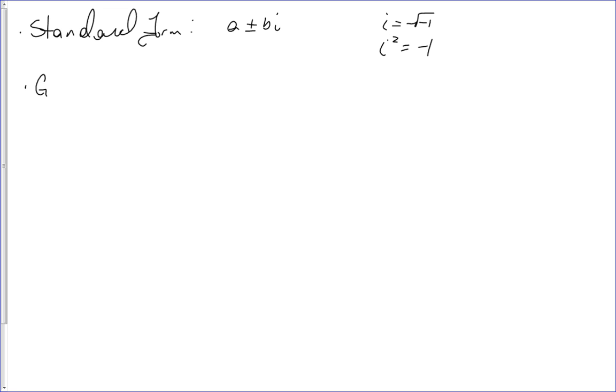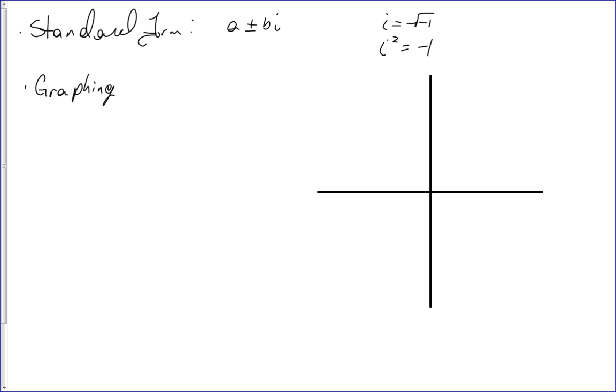Now, let's talk about graphing complex numbers. Alright, when you graph complex numbers, your axes look very similar to your rectangular coordinate axes, where you have an x and a y. But instead of x and y, this is your real axis, and this is your imaginary axis.